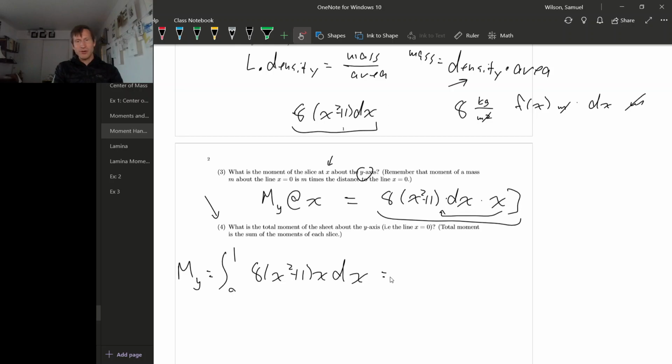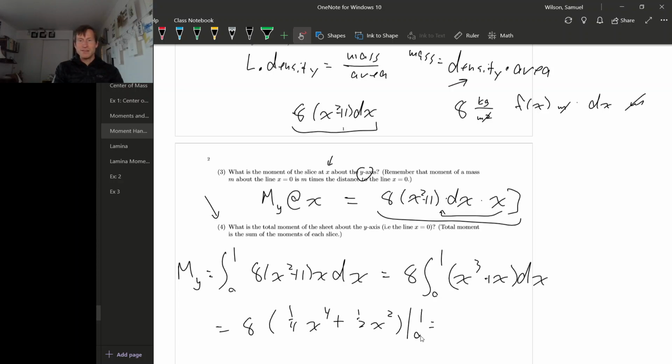This is a polynomial, so we can move 8 outside, integral from 0 to 1, multiply out the stuff inside, so x cubed plus x dx, and then integrate. So 8 times 1 over 4 x to the 4th plus 1/2 x squared, evaluated at 0 and 1. When we plug in 0, we get 0, so let's just plug in 1. 1 over 4 plus 1/2, and distributing that 8, you get 2 plus 4, so 6. 6 kilogram meters is the moment of this shape about the y-axis.